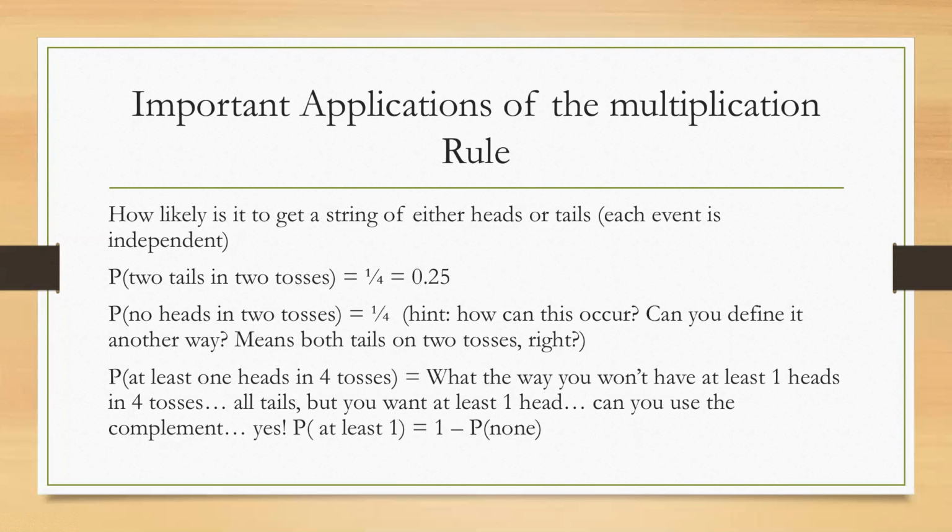How about no heads in 2 tosses? The only way you can get no heads in 2 tosses is getting both tails. That's what my hint is saying, right? So how about this? We're going to make it a little trickier. The probability of at least 1 heads in 4 tosses. One of the ways you won't have at least 1 heads in 4 tosses would be if you had all tails. But you want to have at least 1 head, right? So can you use the complement? Yes, you can. We're going to talk about this in 4.5 in the next section, but I just want to make sure you're aware of the at least 1 foreshadowing.